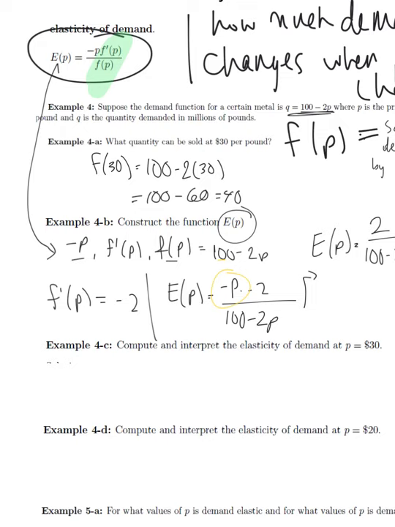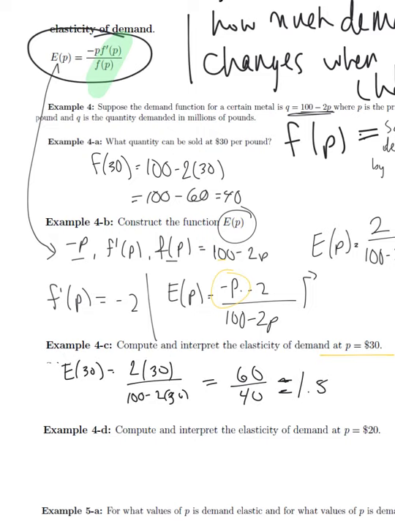Okay, so in this case, we're looking at E of P at P equals 30. All right, so we're going to look at E of 30, which is 2 times 30 over 100 minus 2 times 30. All right, what we end up with is 60 over 40, which is exactly 1.5.